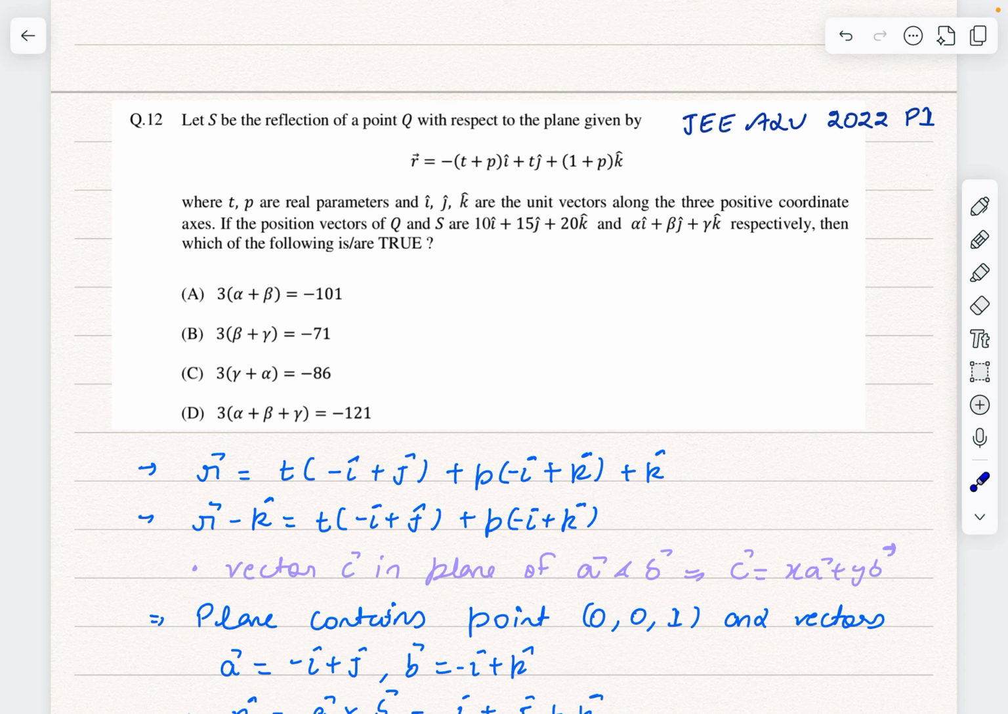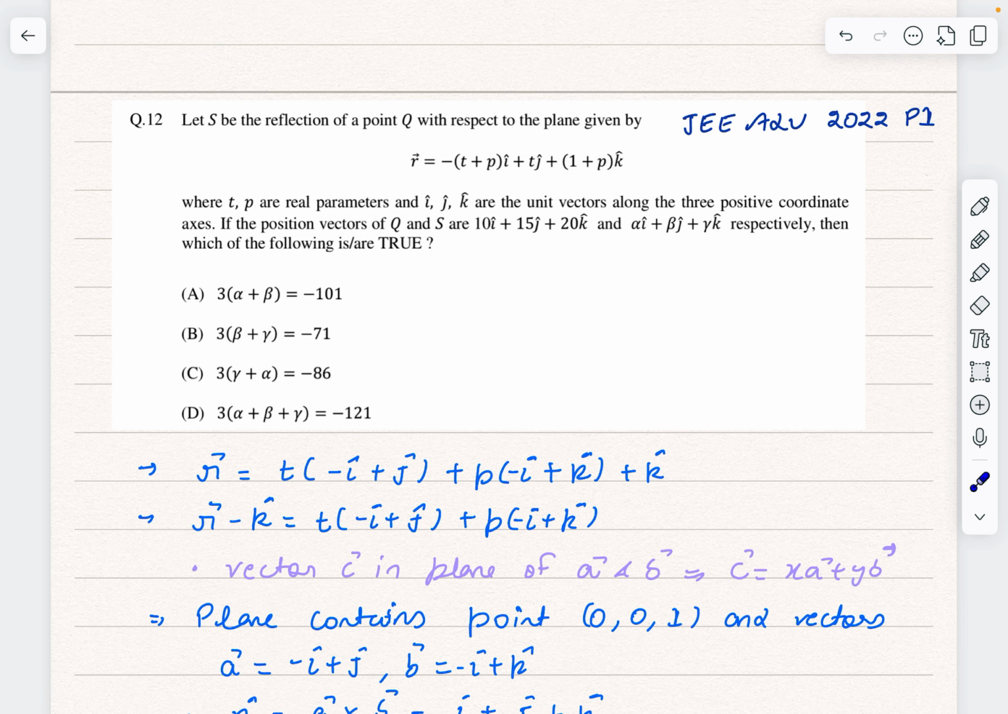Now, see, T and P are the real parameters. So I'll rewrite this as R vector equal to, I'll combine the T terms. So it'll be T of minus i cap plus j cap, and the P terms will be P times minus i cap plus k cap, plus k cap as it is, which I'll bring to the left side. So we get R vector minus k cap is equal to T times minus i cap plus j cap plus P times minus i cap plus k cap.